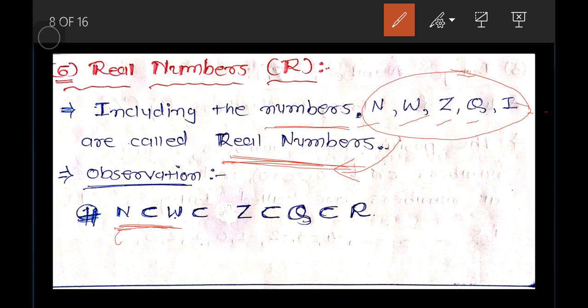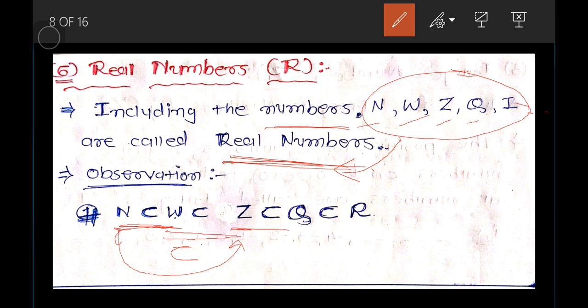Next, W is a subset of Z, because the numbers 0, 1, 2 up to infinity are in Z. So we can say that W is a subset of Z. Indirectly, we can also say that N is a subset of Z, because N is a subset of W, and W is a subset of Z.